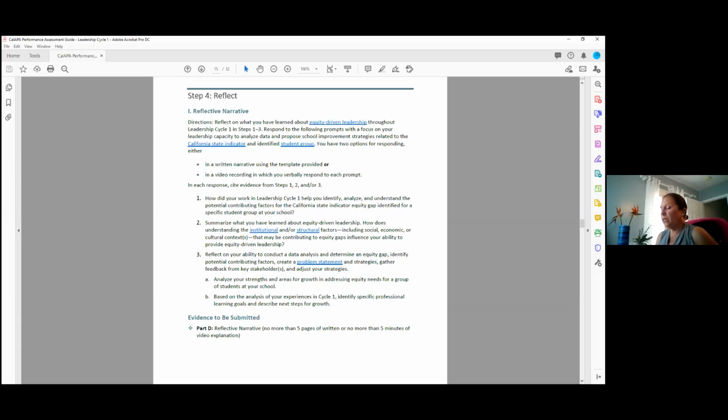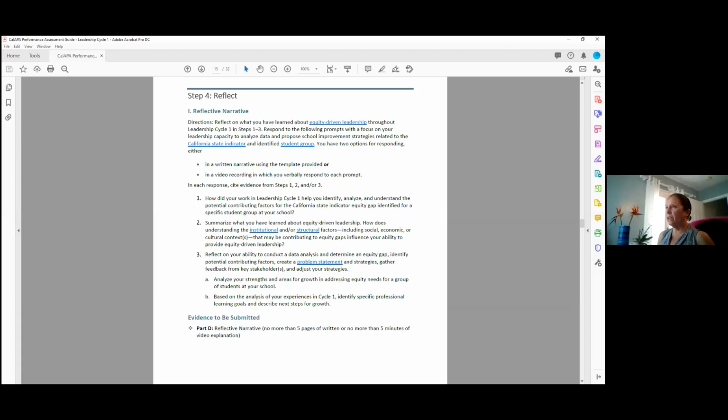So the first part to 3 is analyze your strengths and areas for growth in addressing equity needs for a group of students at your school. And then the second part, based on the analysis of your experiences in cycle 1, steps 1, 2, 3, and now really 4, identify specific professional learning goals for yourself and describe next steps you might take for growth. So those are our prompts.